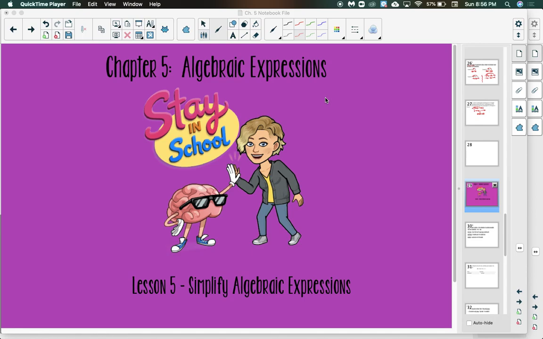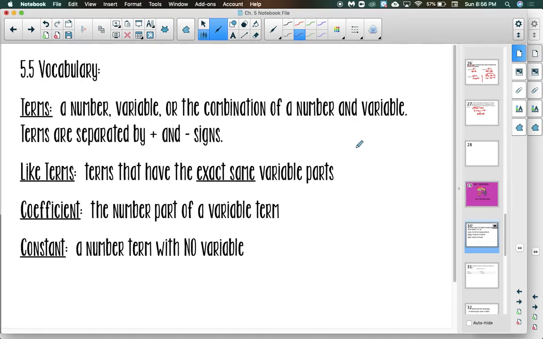Okay, this is Chapter 5, Lesson 5. This lesson is all about simplifying algebraic expressions. This is the core of Chapter 5 right here. And first, we are going to start off with some important vocabulary. So, vocab in this lesson is extremely important. We're going to review it a lot.